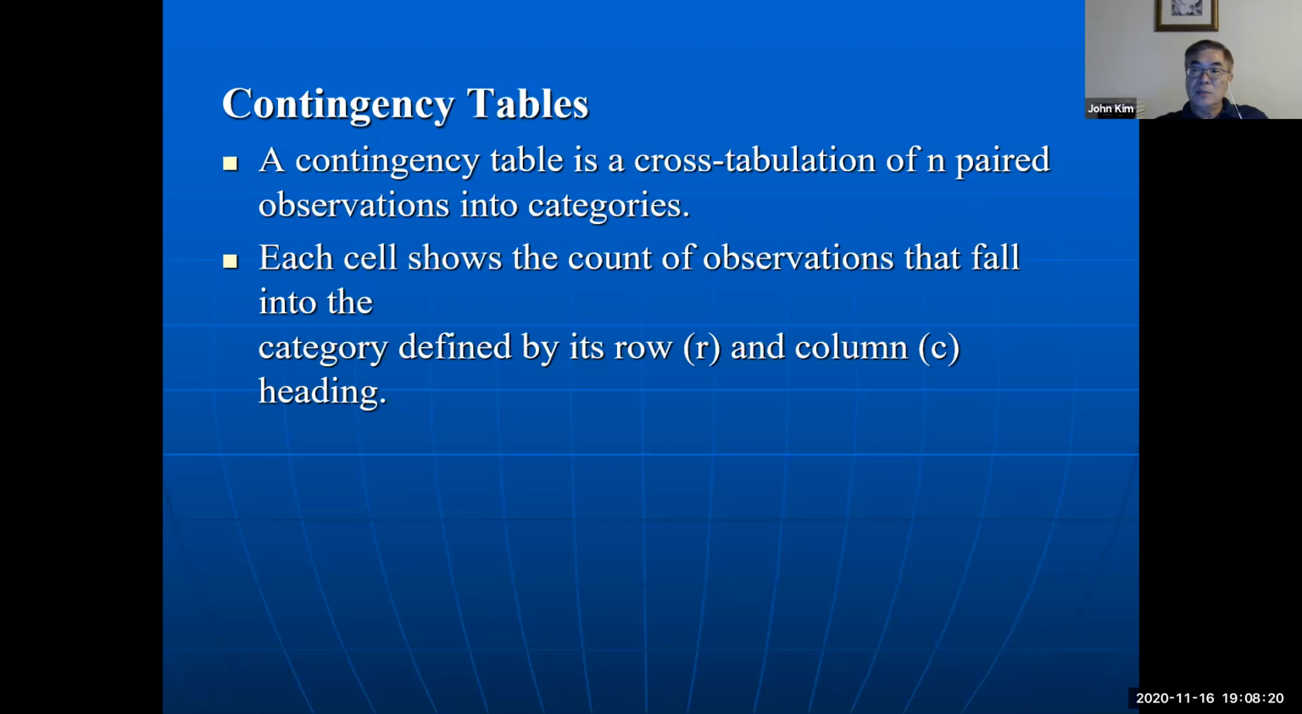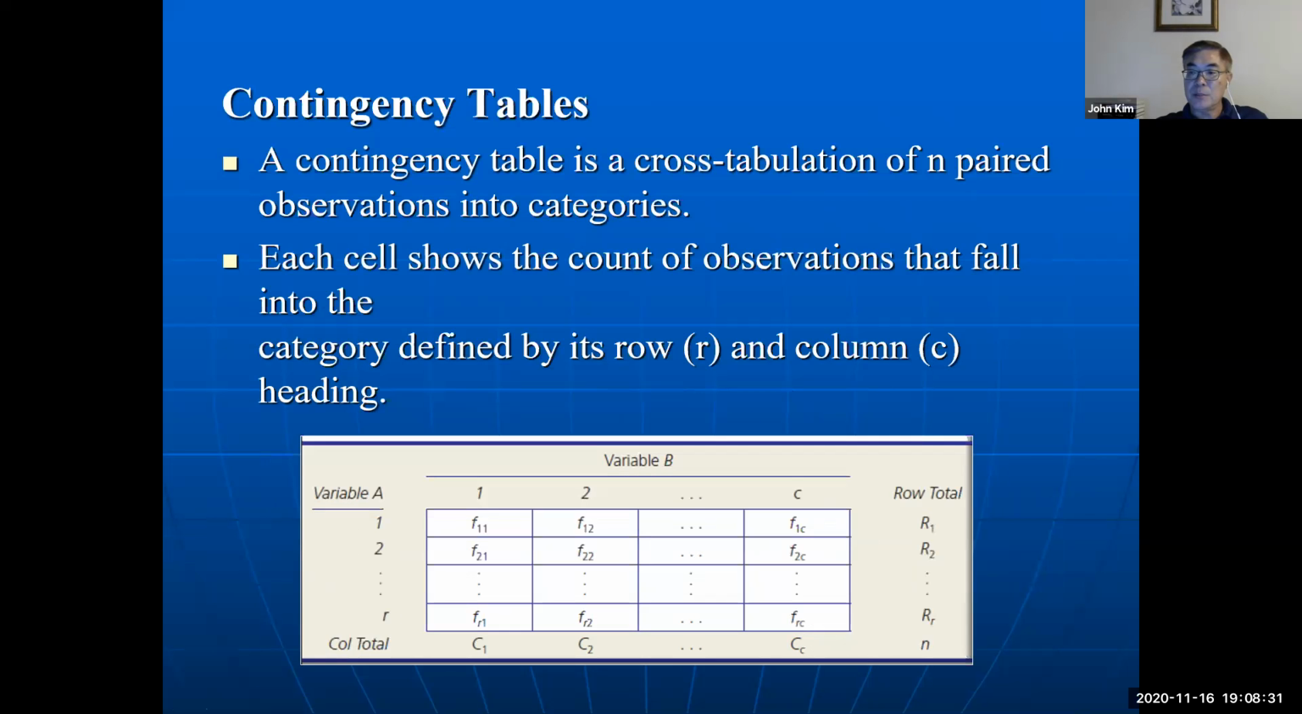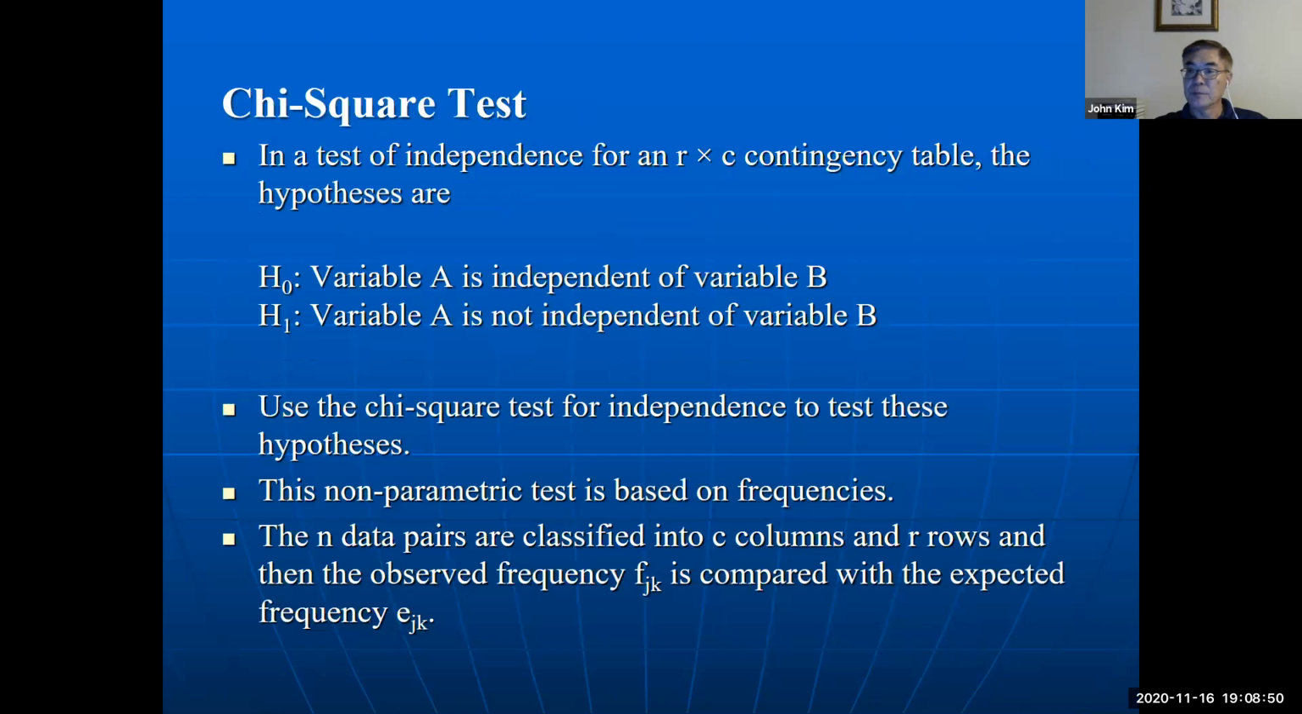When we say a contingency table, the row and column data look like this: variable 1 and variable 2, indicating 2 variables in one table. We call this the contingency table. So the chi-square test uses this contingency table.